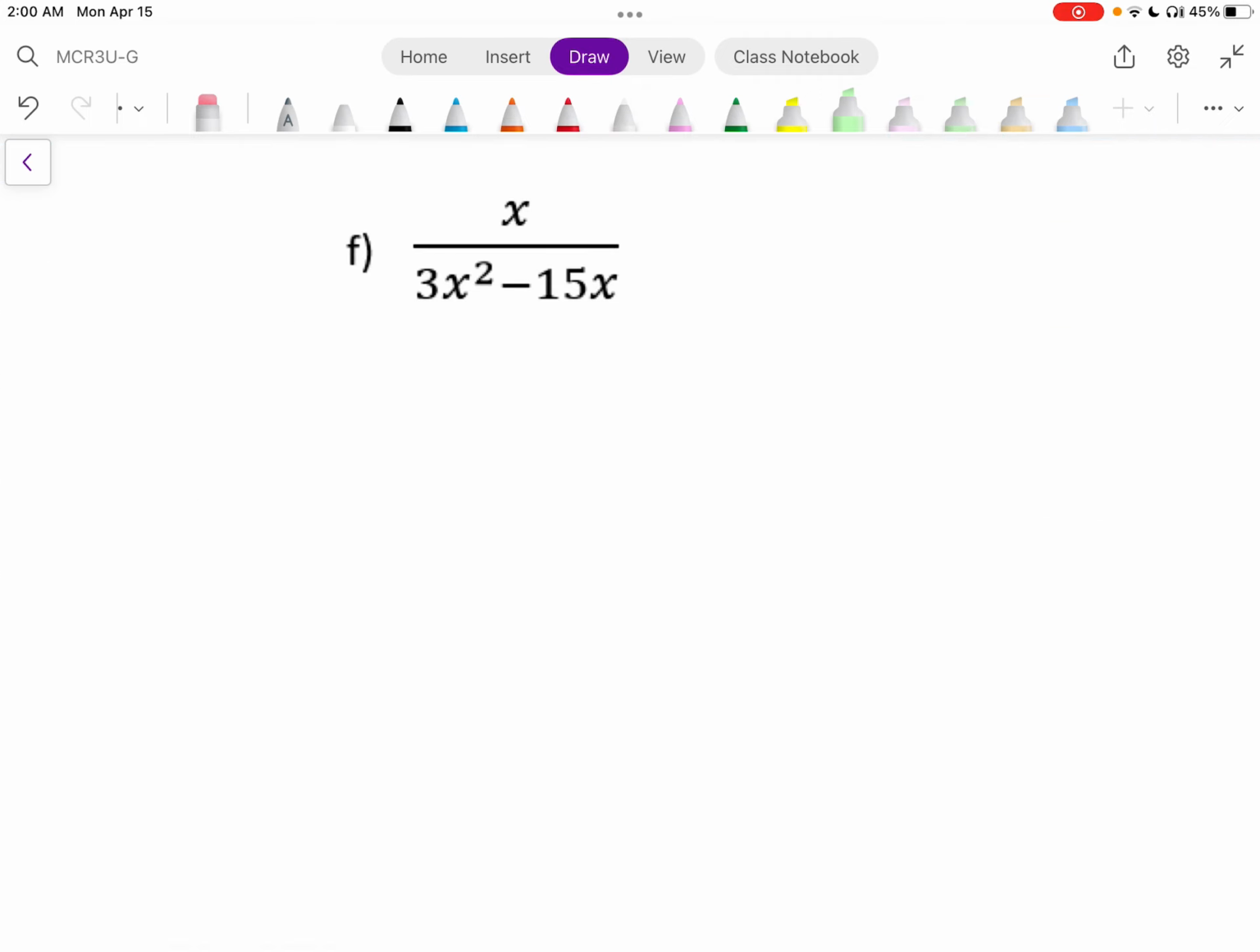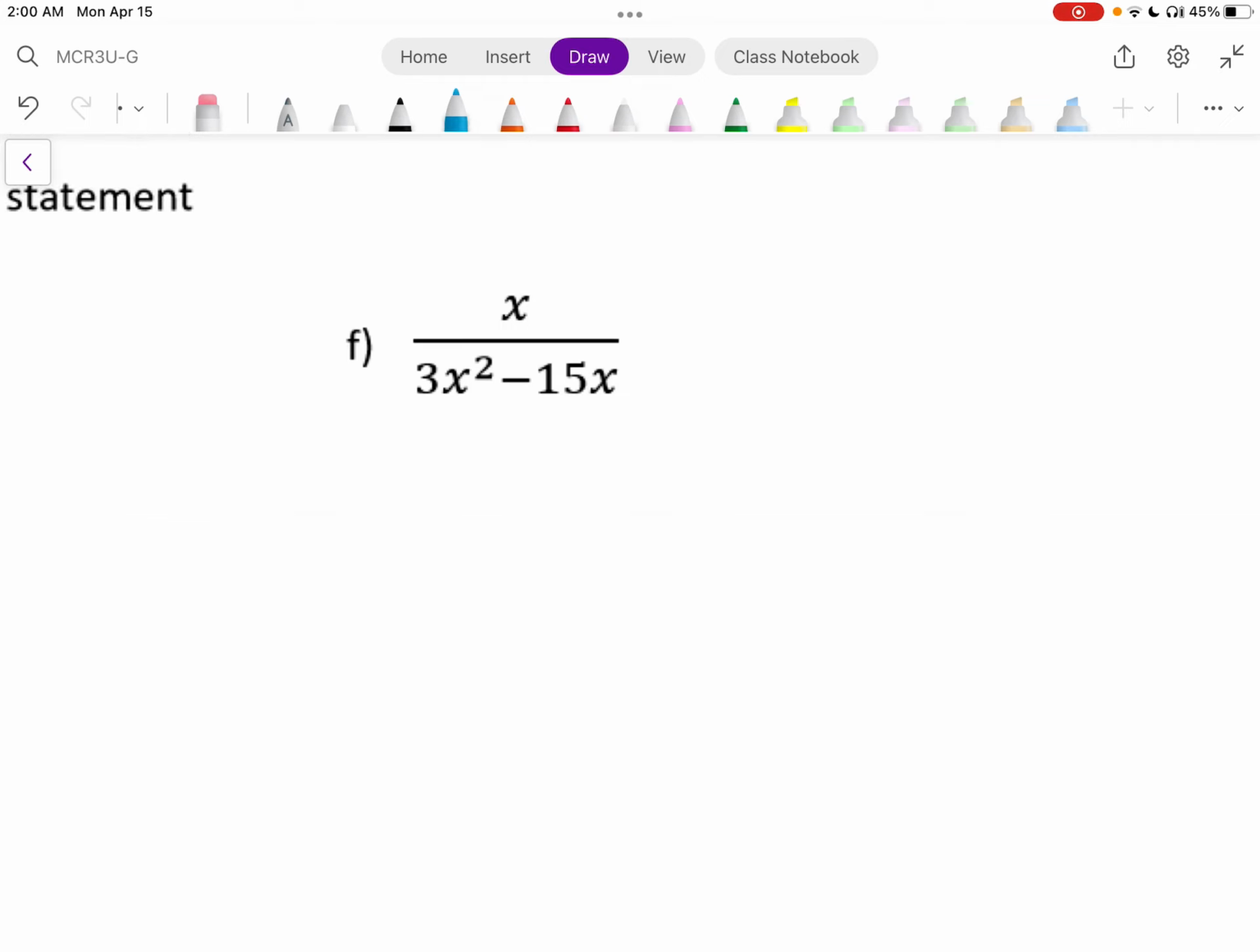All right. If we go here, first things first, let's figure out what we have to factor. You can't really factor the x more. It's as factored as it can get. But we can factor out 3x from this bottom denominator. So let's pull out 3x. I'm going to do 3x squared divided by 3x and 15x divided by 3x, and what's left in the bracket is x minus 5.